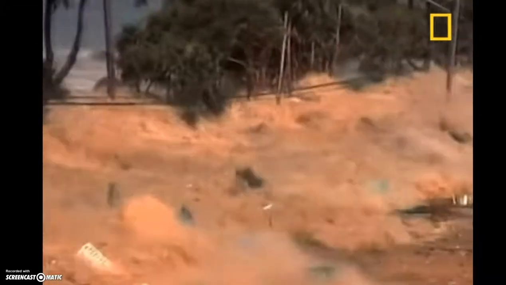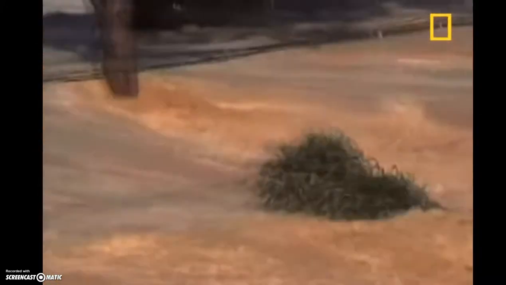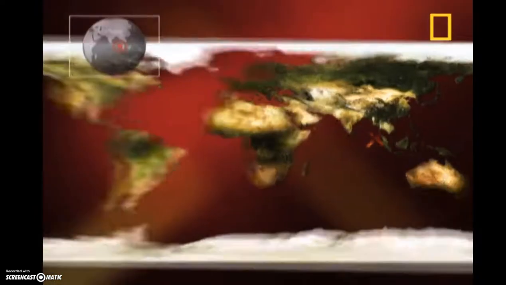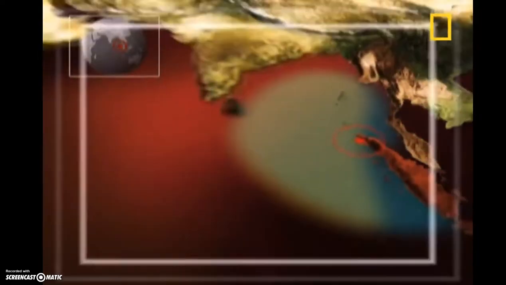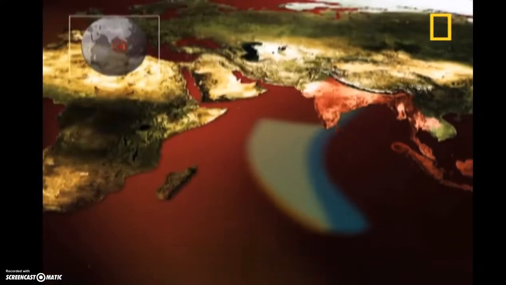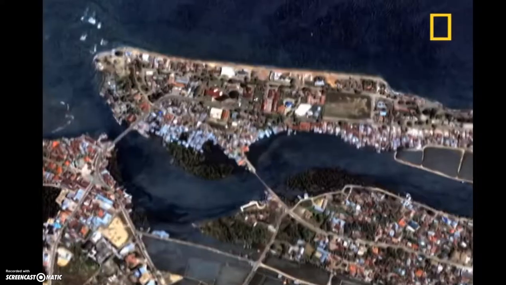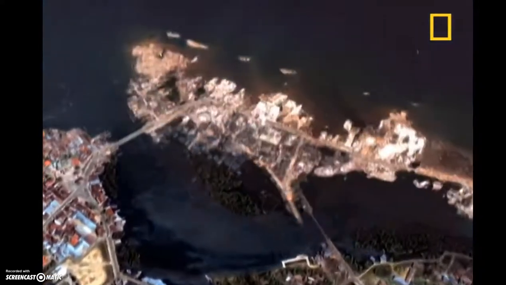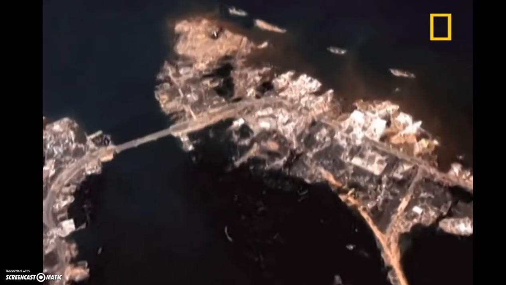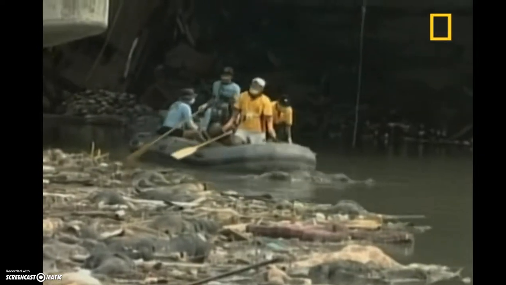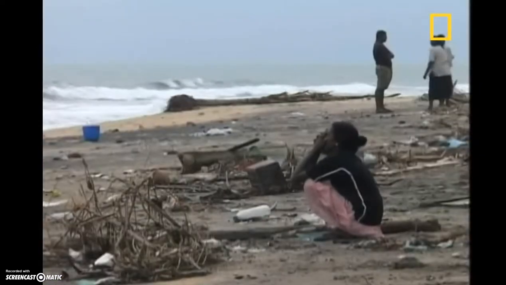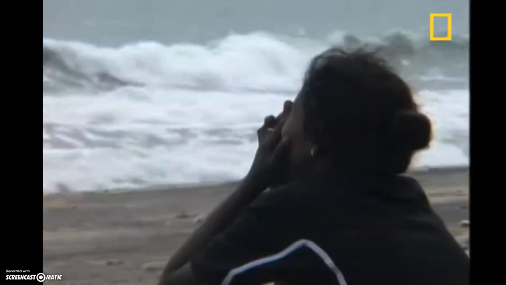The deadliest tsunami ever recorded occurred in December of 2004. An earthquake off the coast of Indonesia triggered a tsunami that surged across the Indian Ocean and reached as far as the coast of Africa. Whole sections of cities were destroyed. More than 200,000 people died. Most had no way of being warned.